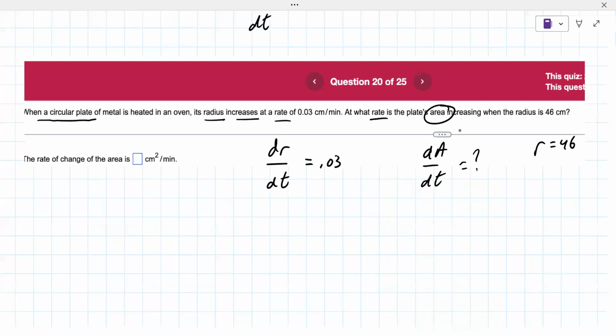So the area is pi r squared. So you have to know that. You have to know that formula.